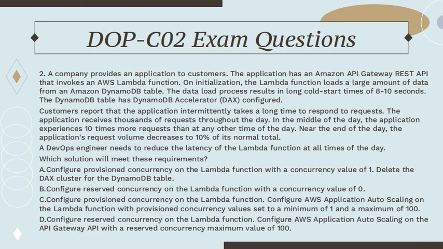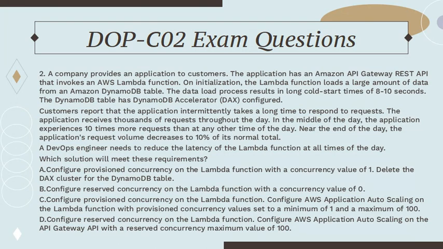2. A company provides an application to customers. The application has an Amazon API Gateway REST API that invokes an AWS Lambda function. On initialization, the Lambda function loads a large amount of data from an Amazon DynamoDB table. The data load process results in long cold start times of 8 to 10 seconds. The DynamoDB table has DynamoDB Accelerator (DAX) configured.